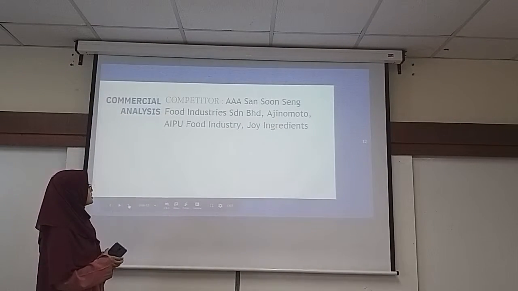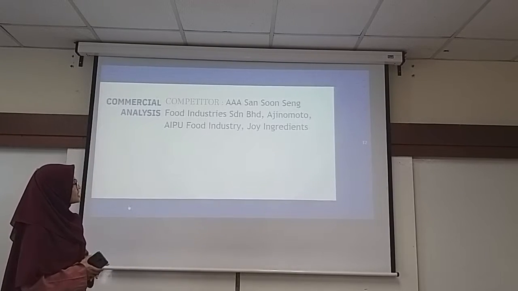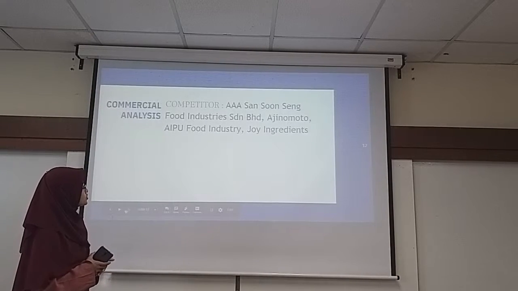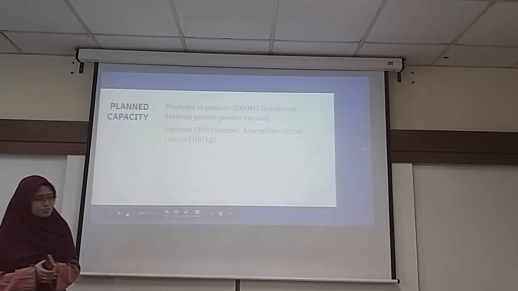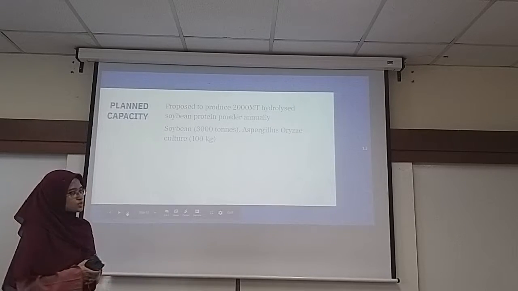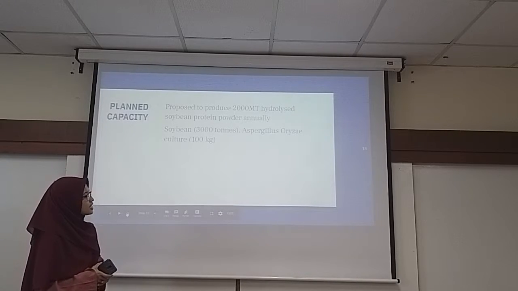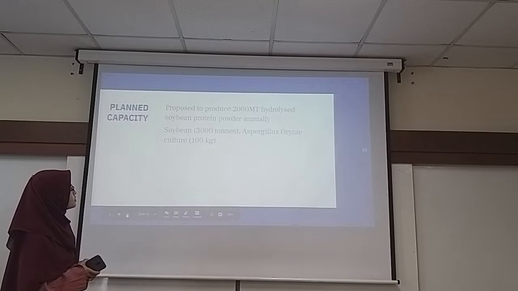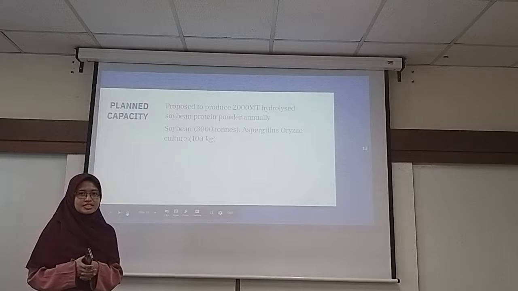Our competitor analysis includes Sansun Seng, Ajinomoto, Industries Laborhat, Aipu Food Industry, and Joy Ingredients. Our plant is proposed to produce 2,000 metric tons of hydrolyzed soybean protein annually. Our raw material capacity is soybean at about 3,000 tons, and Aspergillus oryzae culture at 100 kg.